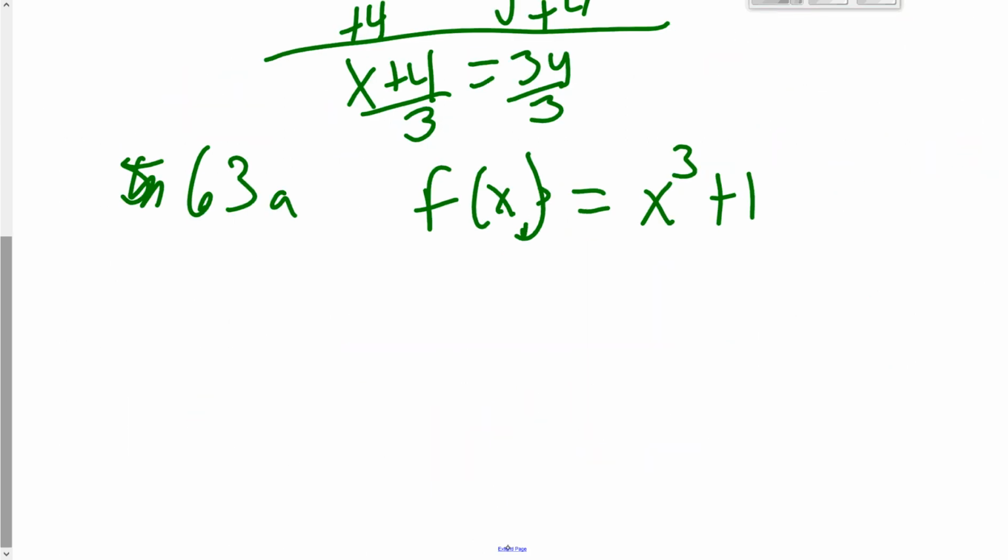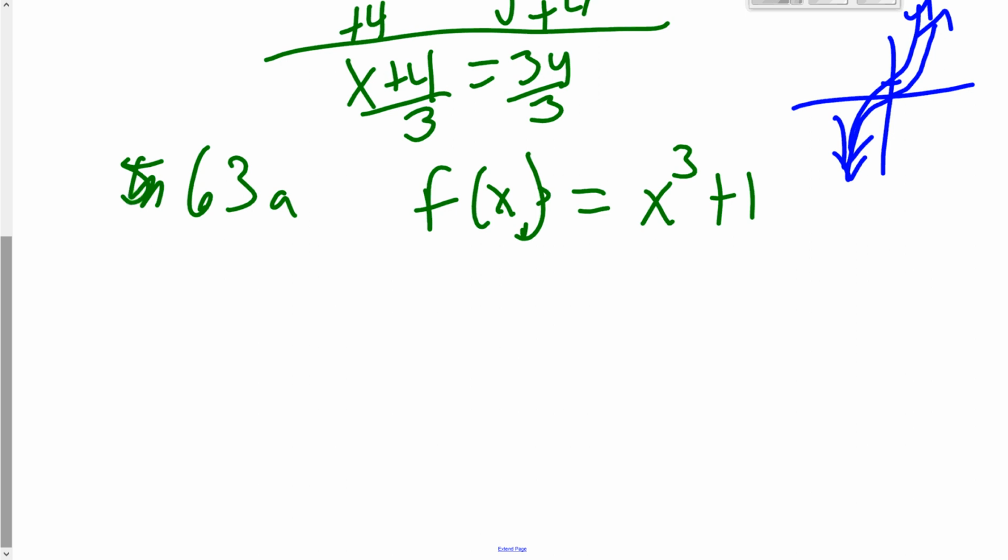Okay, so here's 63A. This is 1-to-1 because you have a cube, so it looks like this. Normal cubed, right, just x cubed is 1-to-1. It passes the vertical and the horizontal. This +1 just moves this graph up 1, and then it looks the same. So it is also 1-to-1.